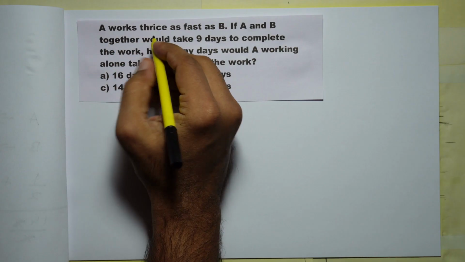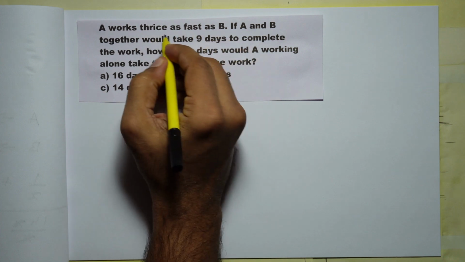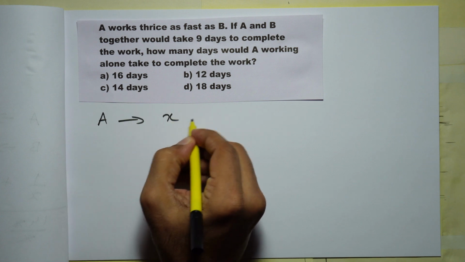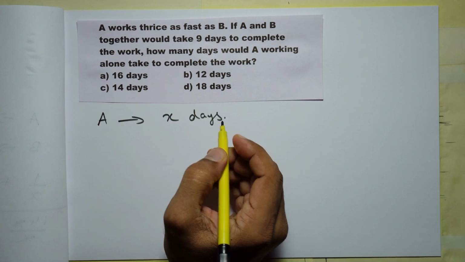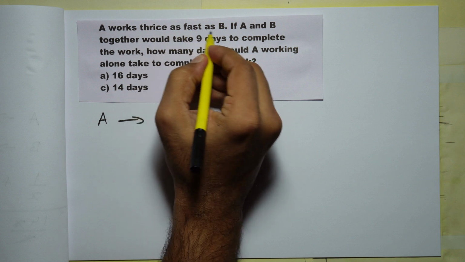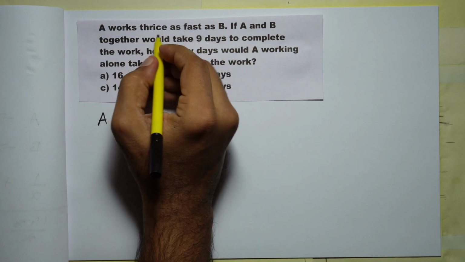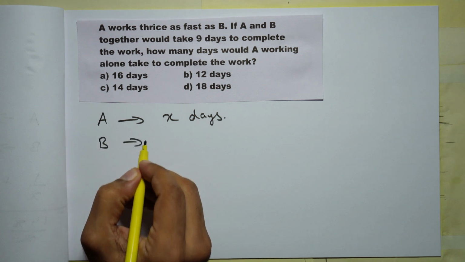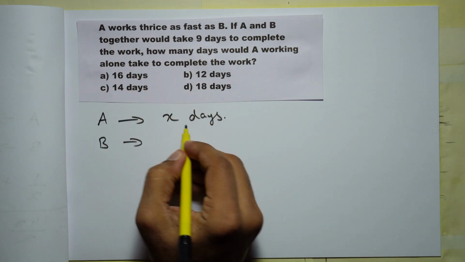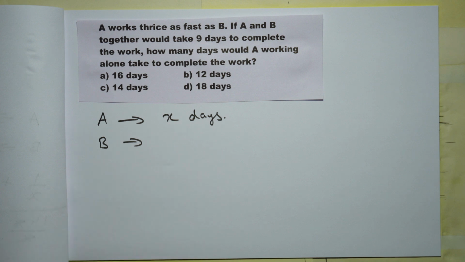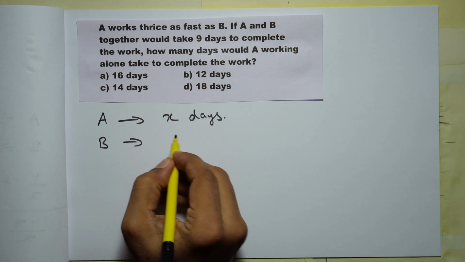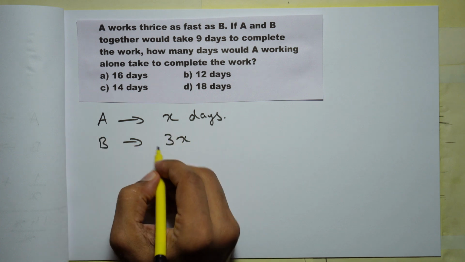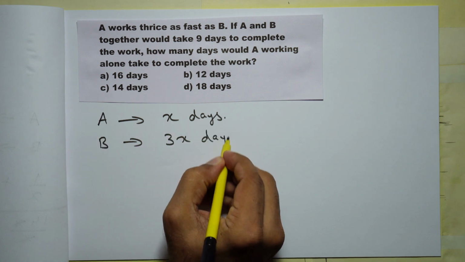A works thrice as fast as B. So we'll just represent that data. Now we will assume that A requires X days to complete the work. Now A works thrice as fast as B, so A will do 3 times as much work as B. We can also say that B will do only 1 by 3rd the work done by A. So B will require 3 times as much time. If A requires X days, then B will require 3X days.